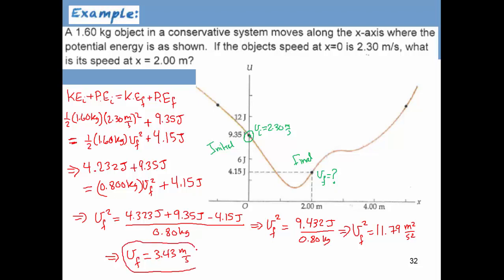And as we expect here, the final velocity is bigger than the initial velocity because the kinetic energy is bigger since the potential energy is less.